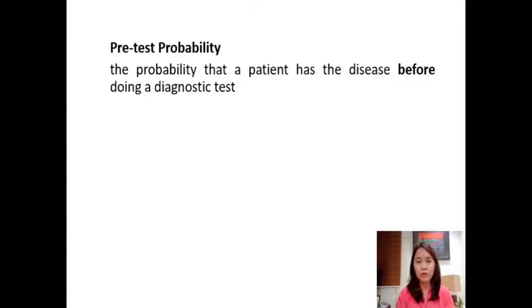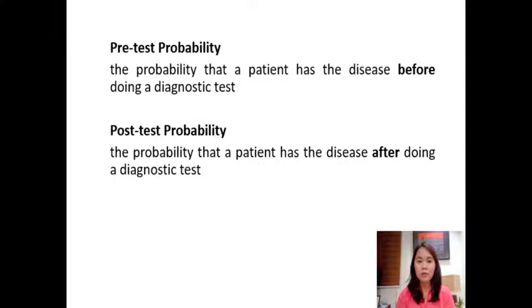We also have the pretest probability. This is the probability that the patient has the disease before doing a diagnostic test. The pretest probability may be determined based on the prevalence of the disease in question in the community, the presence or absence of risk factors, and the presence or absence of certain signs and symptoms based on your patient's clinical history and physical examination. Again, that's the pretest probability.